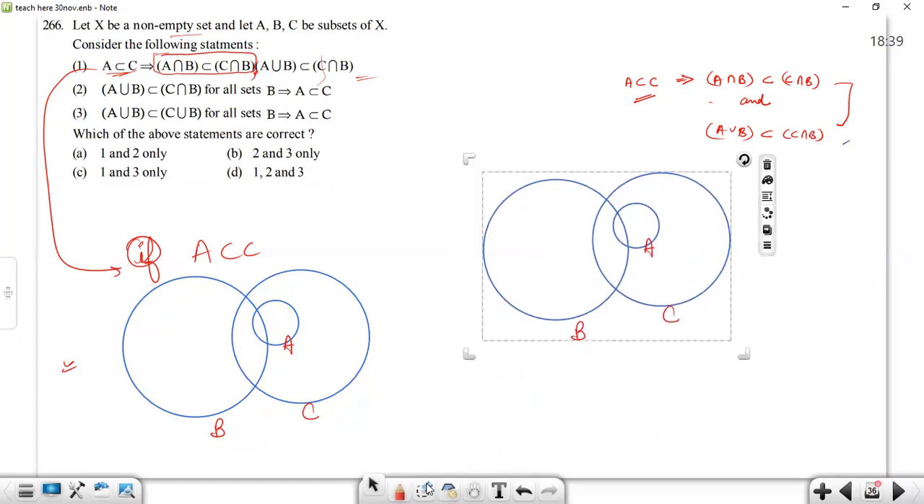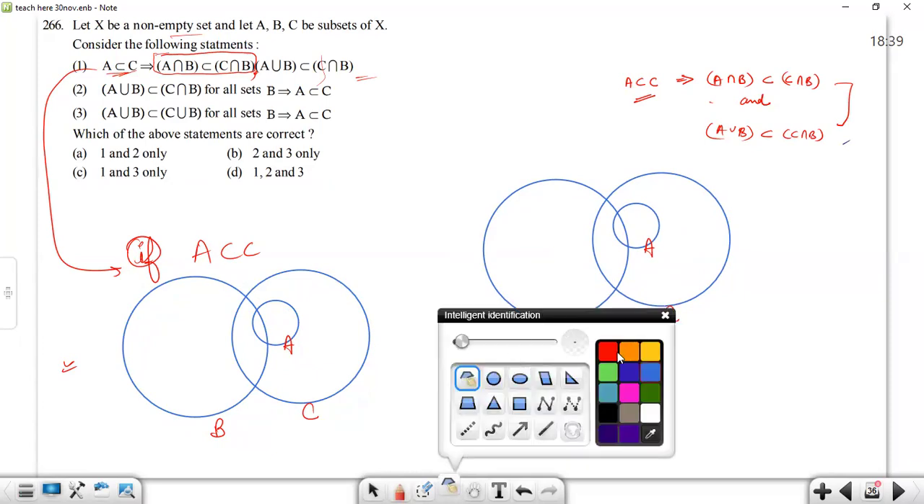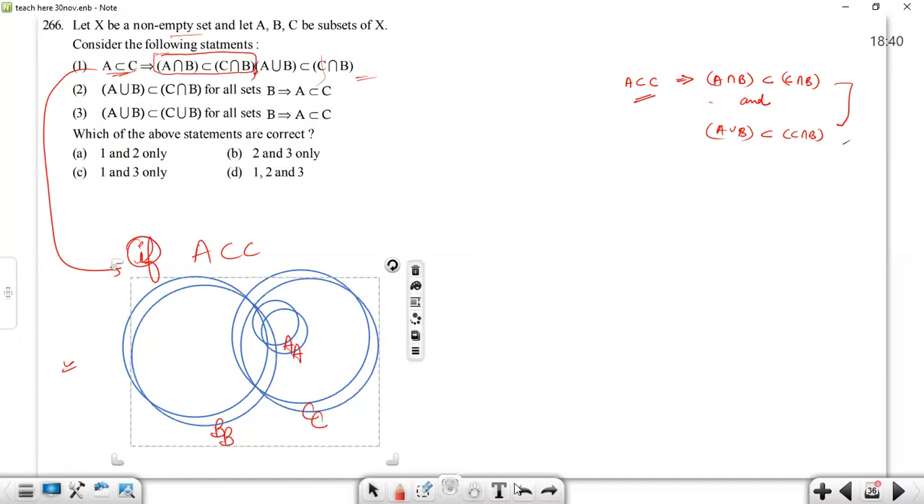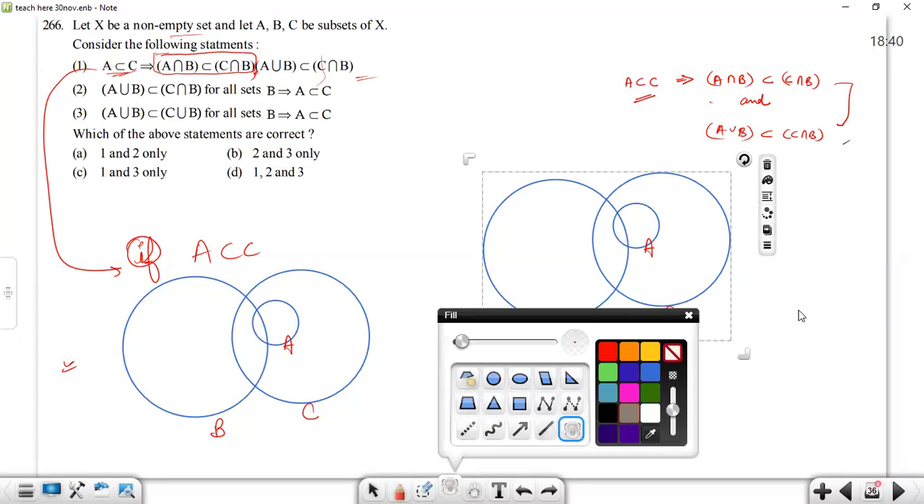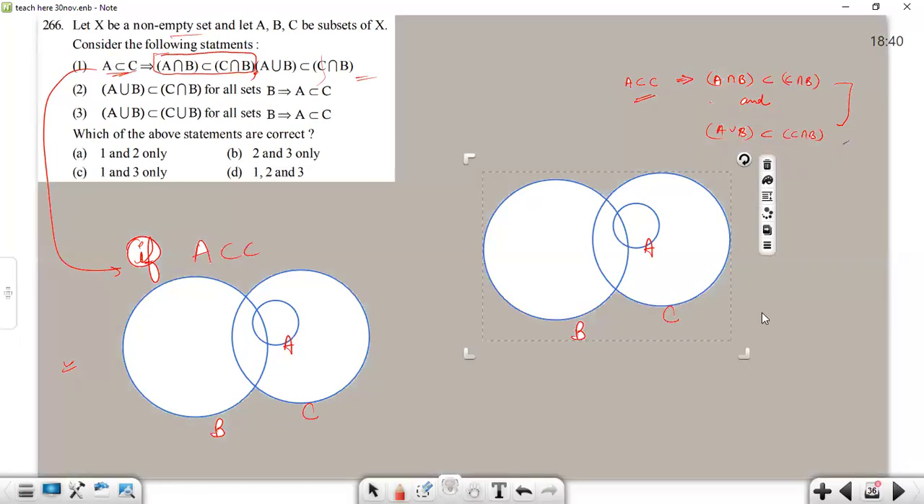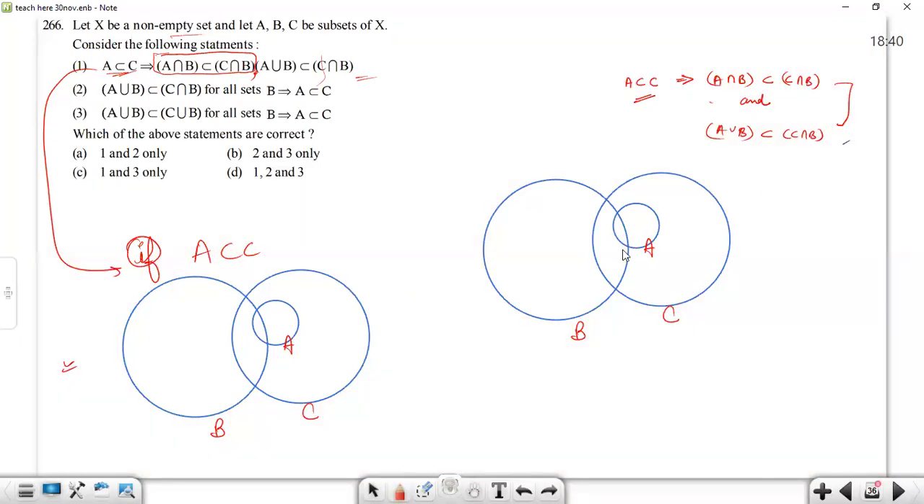Okay, so finding A intersection B. What is A intersection B? A intersection B is this. Any doubt? No, sir. A intersection B is this.